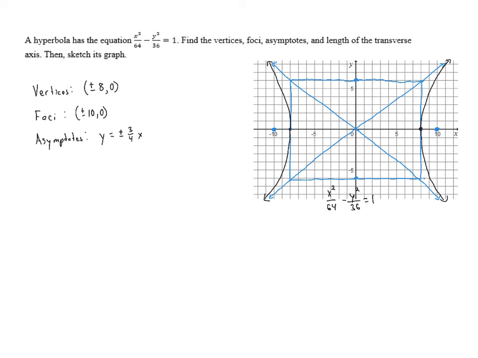Anyways, we've got the asymptotes and then the length of the transverse axis, which is the line segment that connects the two vertices, is going to be 16 because we've got 8 to the left and 8 to the right. We just get that by looking at 2 times a. And so these are all of the attributes we were looking for, and we also have the graph, and so these are our final answers.